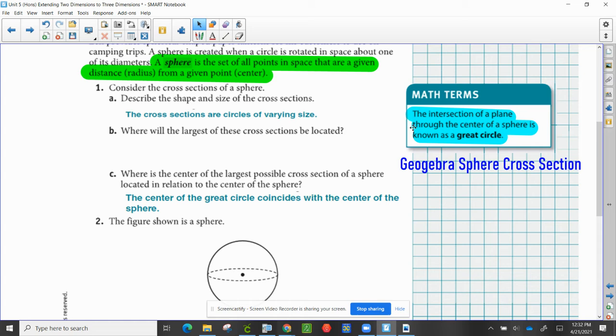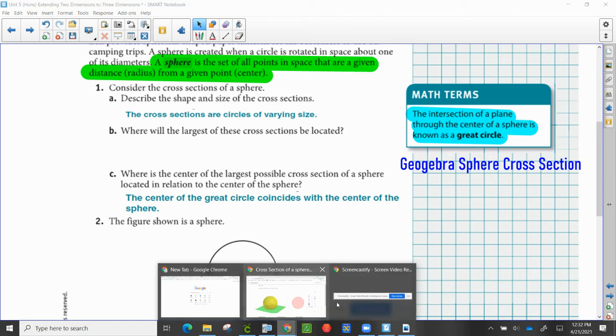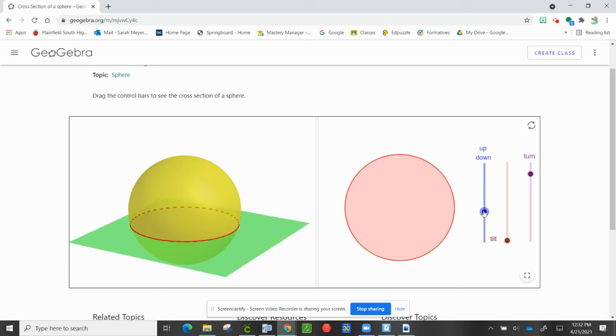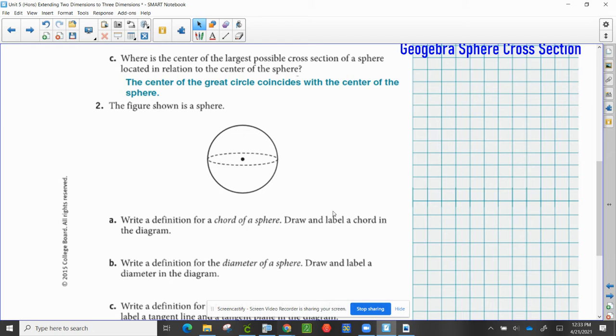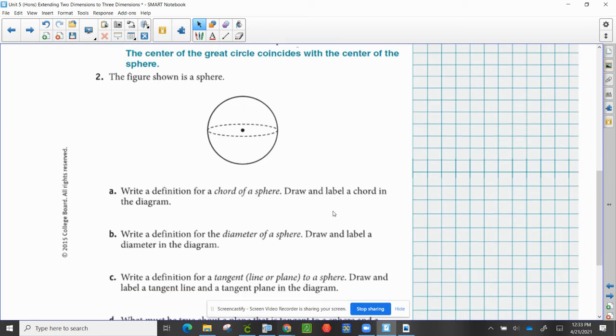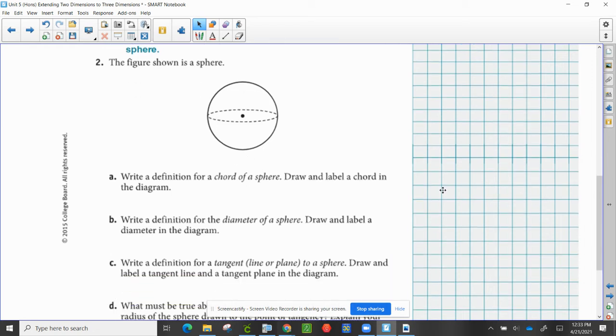That leads us to this math term over here. The intersection of a plane through the center of the sphere is known as the great circle. So in this idea, the great circle would be the cross-section that has the diameter or the radius of your sphere, when those meet with each other. When we talk about a chord of a sphere, it's the same thing as the chord of a circle.